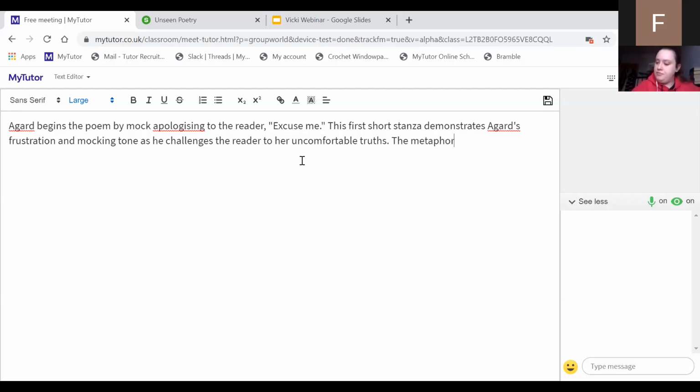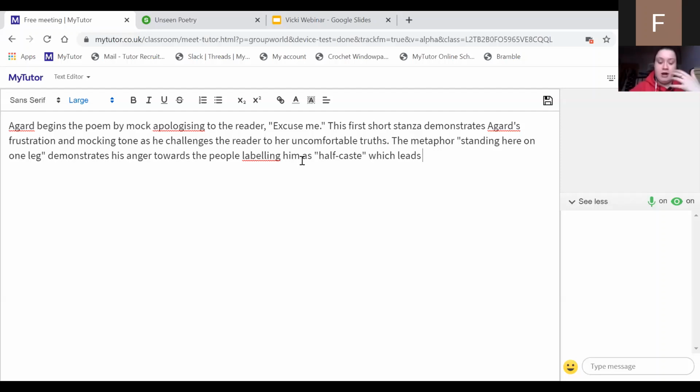The metaphor "standing here on one leg" demonstrates his anger towards the people labelling him as half-caste. Now, an important thing to make sure that you do here is make sure that you get that dash in between half and caste, because it's easy to forget, but the examiner won't be too impressed if you forget it, because it's right there in front of you to copy.